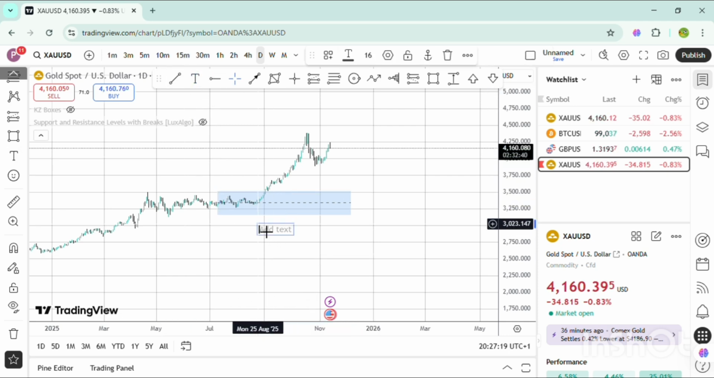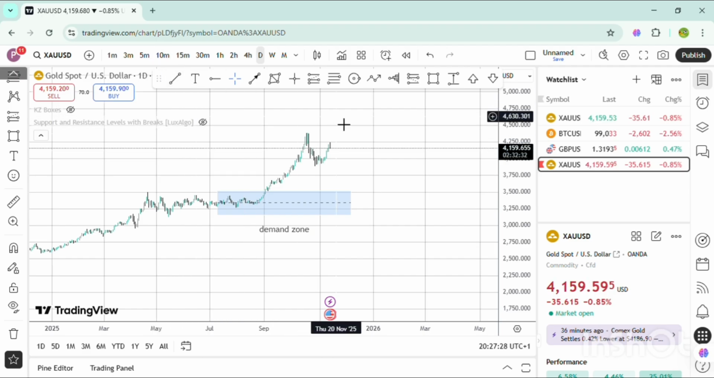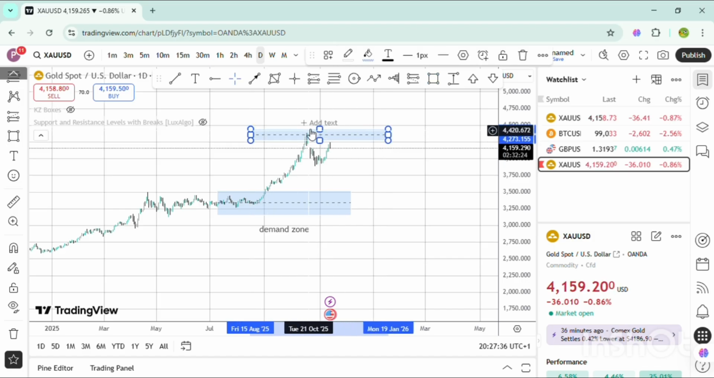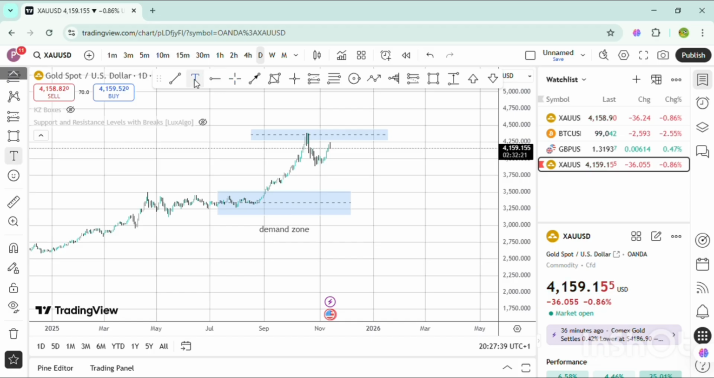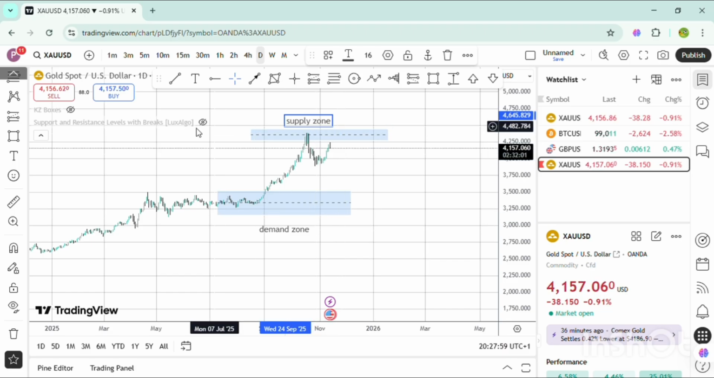We can also call it the support. The demand zone can also be called the support zone, using support and resistance. But there is the supply zone, which can also be called the resistance level. So we'll map out first the demand and the supply zone, which we are going to be focusing on. So just map it out, demand and supply. It can also be called the support and the resistance.